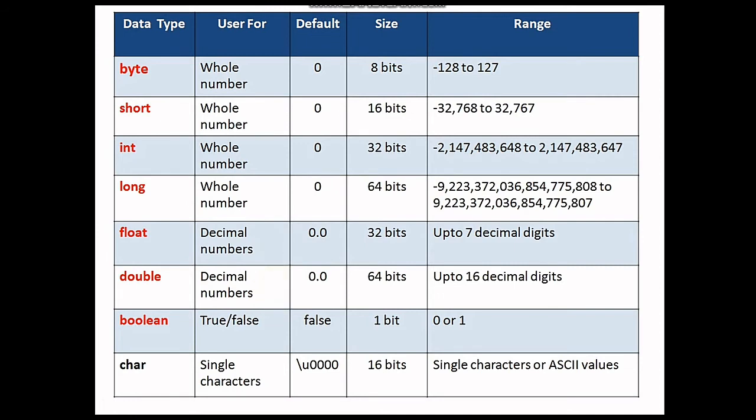For decimals, we have float for up to 7 decimal digits and double for up to 16 decimal digits. Boolean is for true and false, and character is for holding single characters. For a longer string, we have string, but it is not a data type, and we'll study more about string in the further videos. Here, if you observe, character holds the default value in this type because Java follows the Unicode pattern. So these are the 8 data types in Java which are used to hold different types of value. They have different range and different sizes.